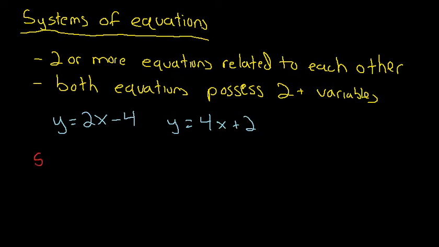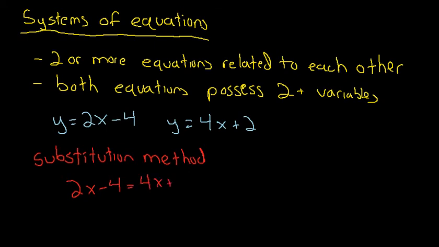One is the substitution method, where we simply substitute a value of y in for the other one. So I'm going to take y equals 2x minus 4. I'm going to take this 2x minus 4 and sub it in for y on this side. So I can have 2x minus 4 equals 4x plus 2. I can then add 4 to both sides, subtract 4x from both sides, and I come up with negative 2x is equal to 6, or x is equal to negative 3.